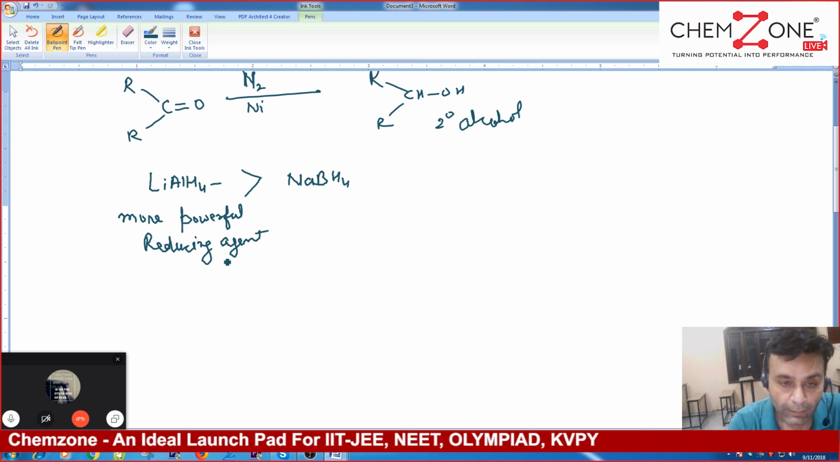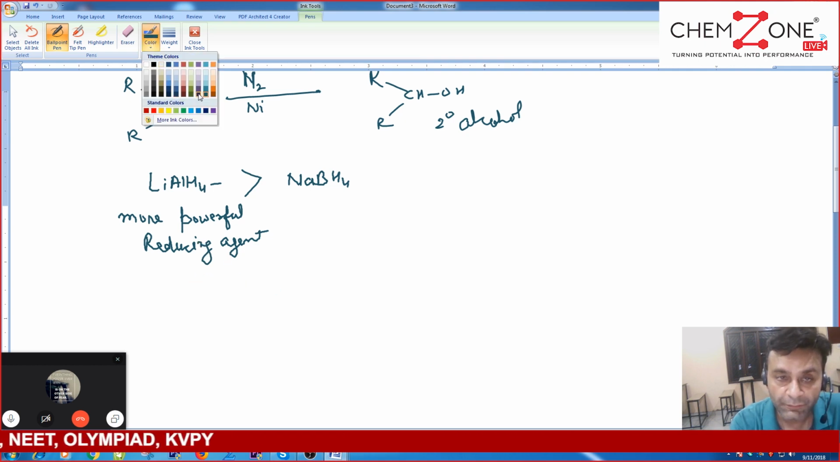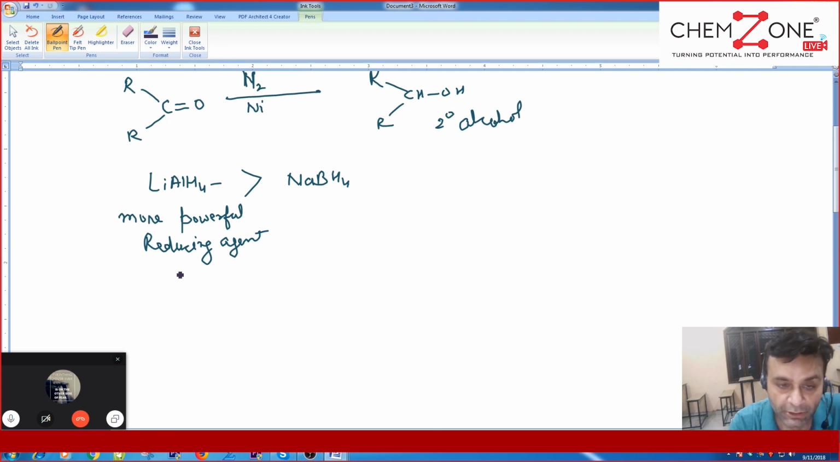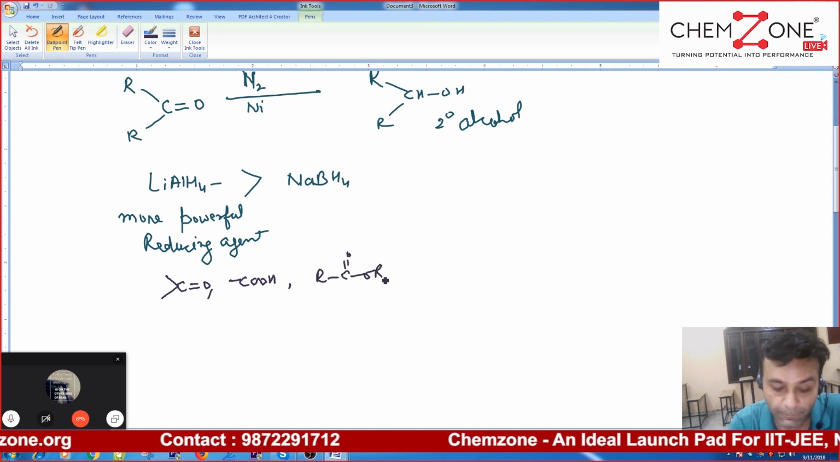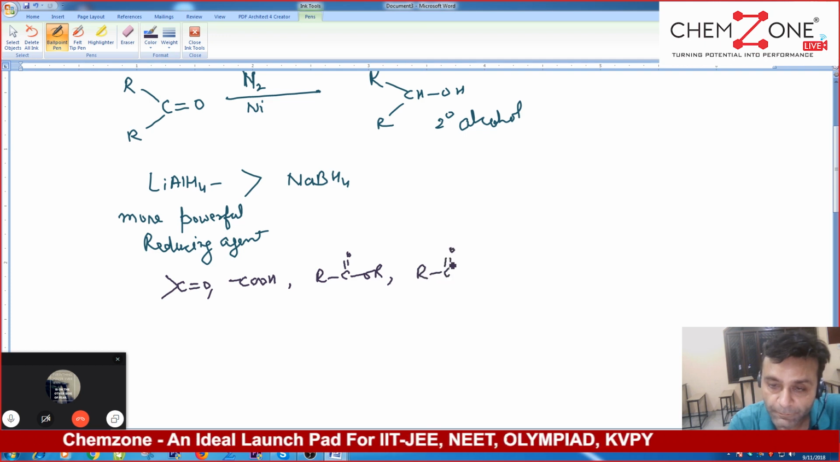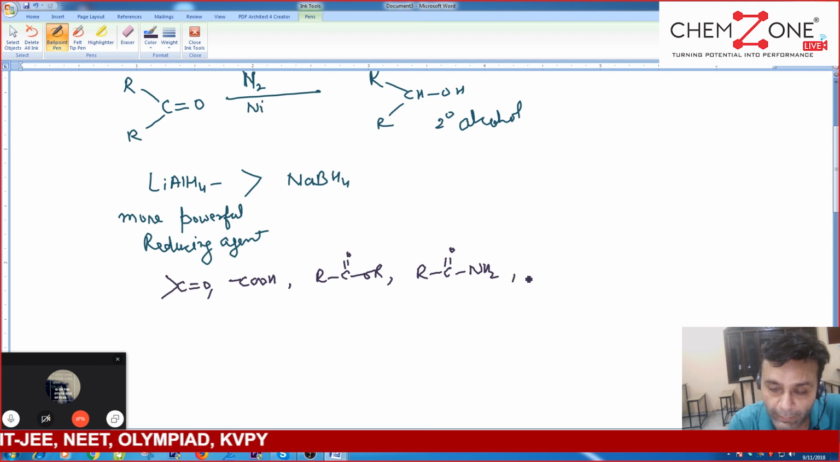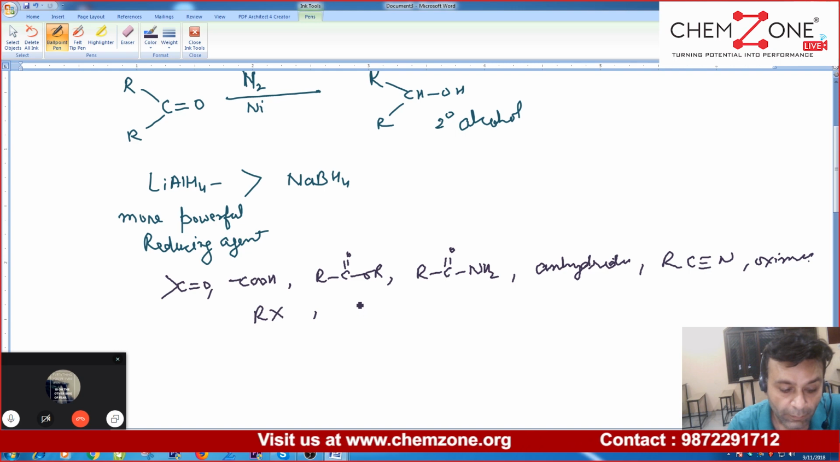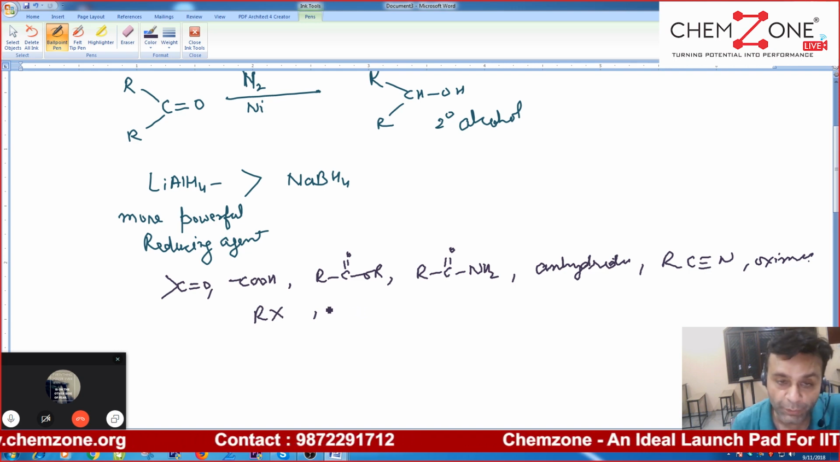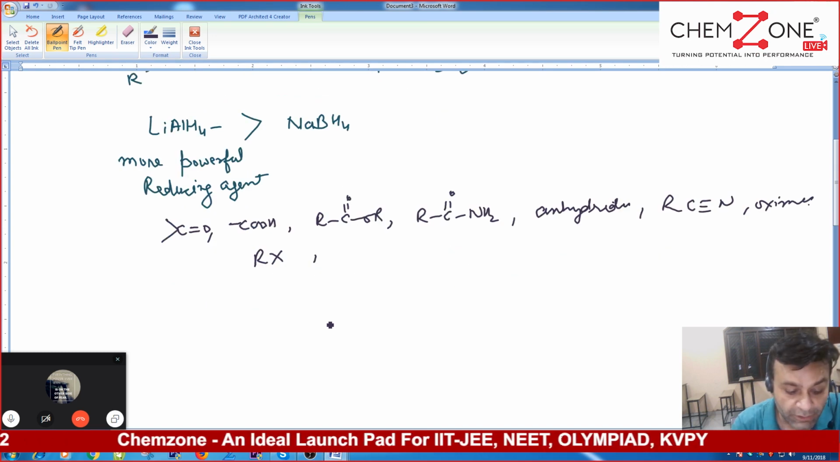Why is it such a powerful reducing agent? For that we can say it not only reduces the carbonyl compounds, aldehydes or ketones, but it also reduces the carboxylic acids. It also reduces the esters. It also reduces the amides. Anhydrides, nitriles, oximes, alkyl halides, right? All these are reduced along with the aldehydes or ketones, right?